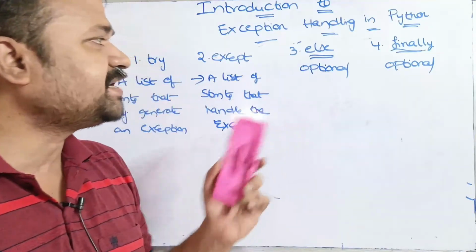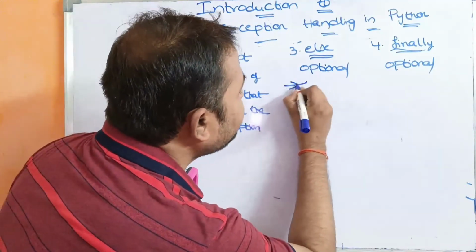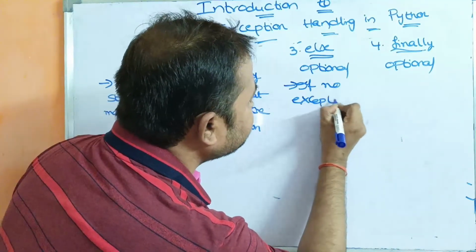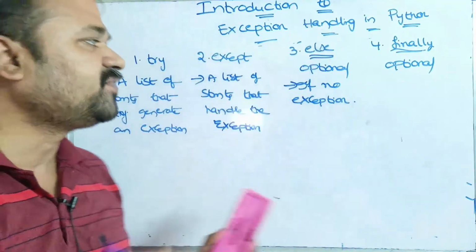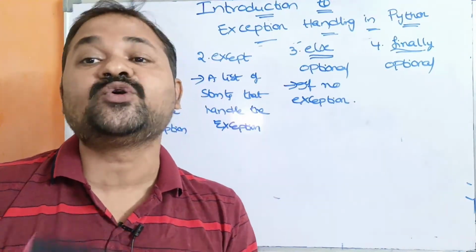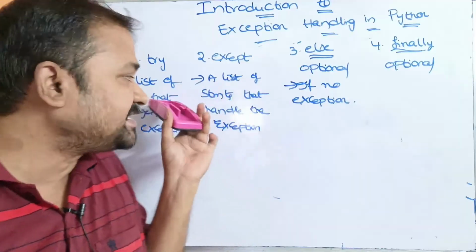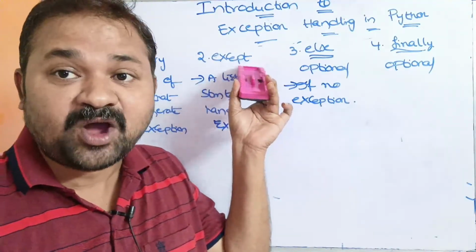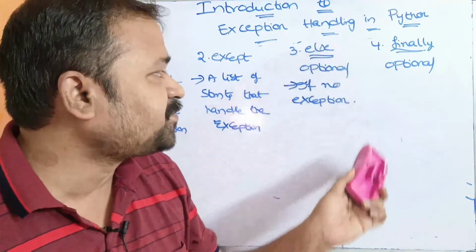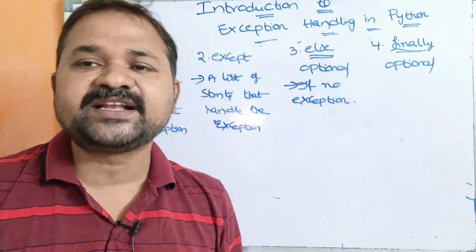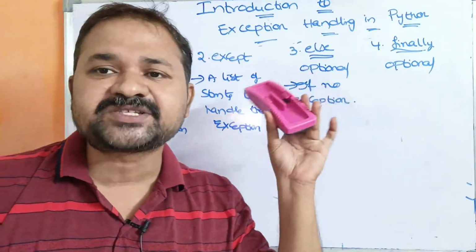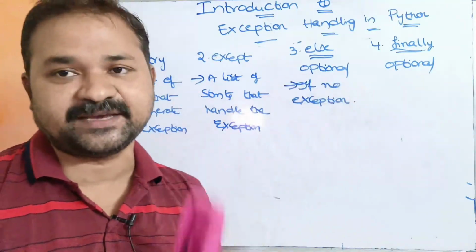Now let us see what is the use of the else block. If there is no exception, then the else block will get executed. If there is an exception, then the except block will get executed. If there is no exception, then the else block will get executed. The else block also contains a list of statements, and those statements are executed if there is no exception.